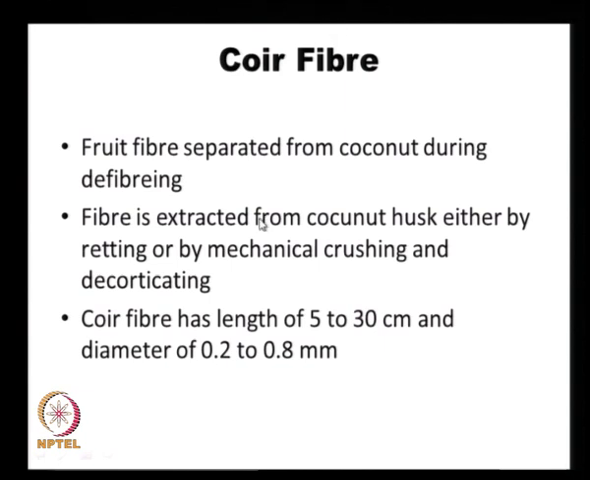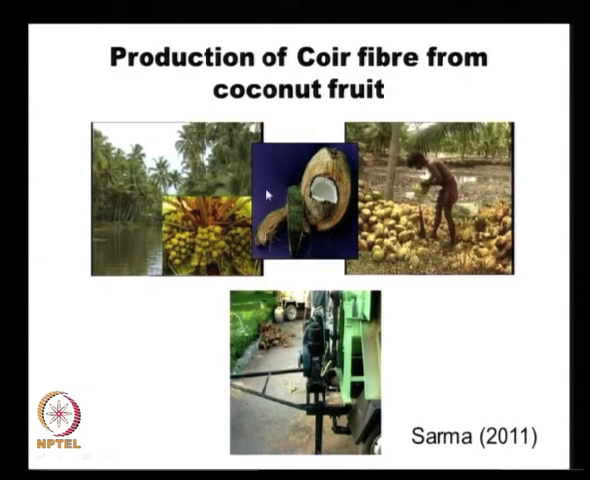The coir and jute are very important for the Indian economy because India is the largest producer of both coir and jute. The coir fiber itself is obtained from the coconut by defibering operations, and the fiber is extracted from coconut husk either by retting or by mechanical crushing and then decorticating. The coir fiber can have lengths anywhere from 5 to 30 centimeters and diameter 0.2 to 0.8 millimeters, and the entire process is shown here.